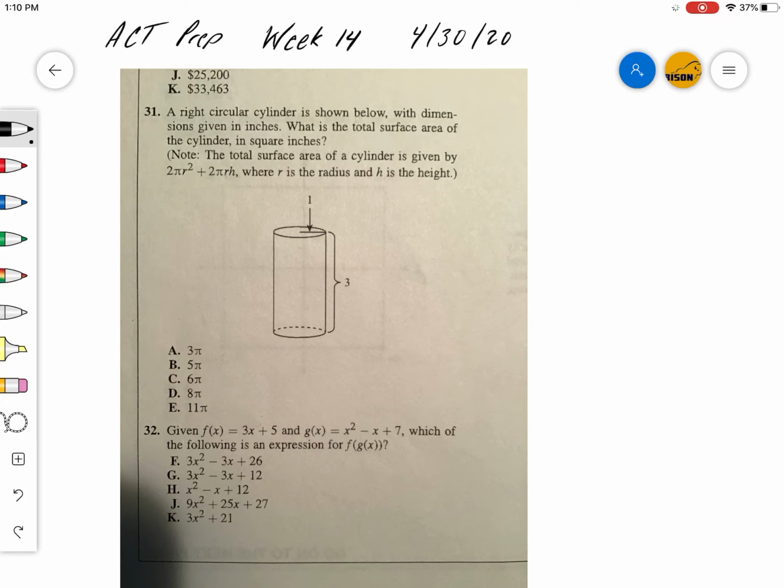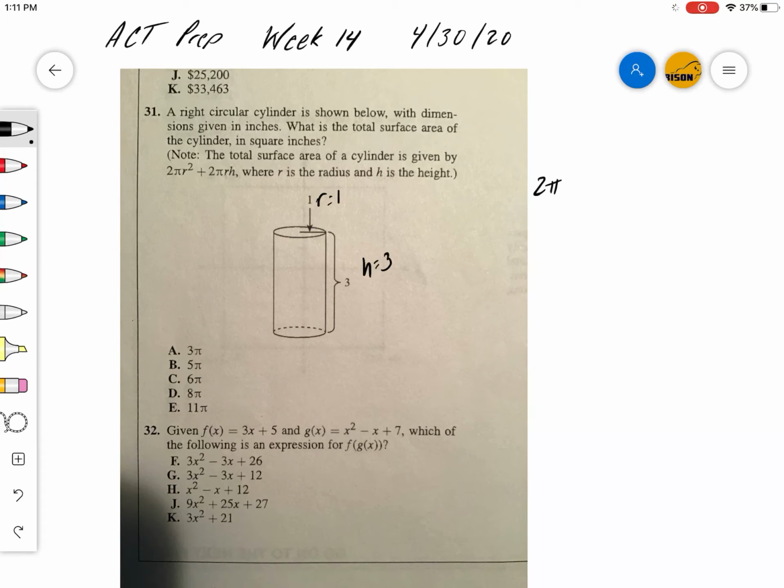So first looking at this problem, I start to think about we need to find the surface area of the sides and then the bases separately and then add them together. But then if you read the note here, it says the total surface area of a cylinder is given by this formula. Okay, so they just give us the formula and you have to plug in R and H. R being 1, okay, and H being 3. So let's plug them in.